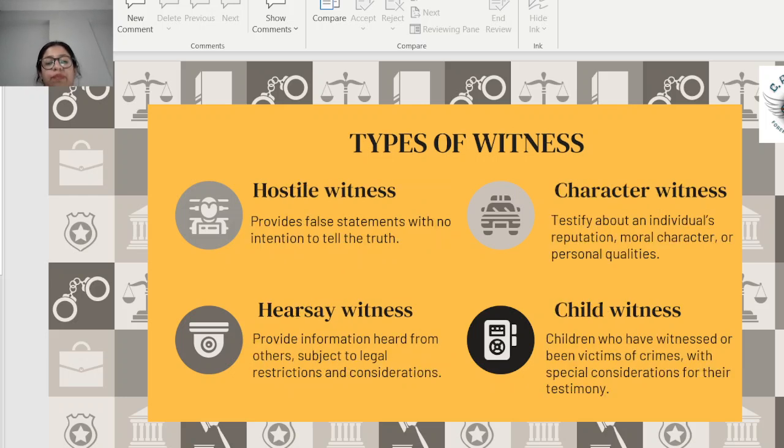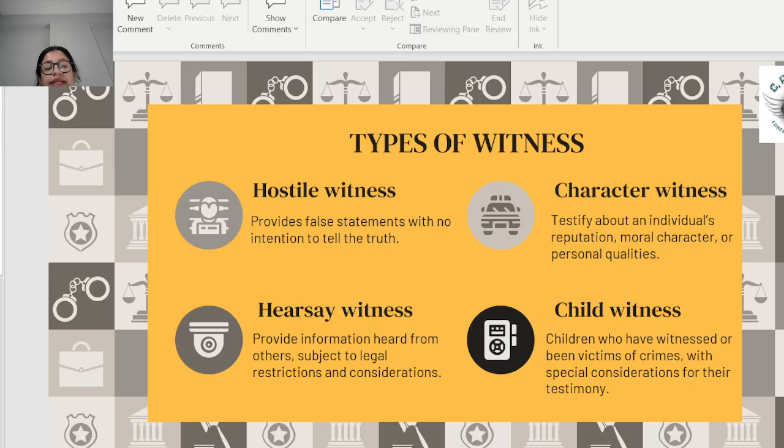Okay. Now we'll talk about the other types of witnesses. First, we'll deal with the hostile witness. What is a hostile witness? He's any person who has given information before, but then keeps switching his statements. He provides false statements with no intention to tell the truth. He keeps changing his statements every now and then. We call him a hostile witness. The other type of witness is the character witness.